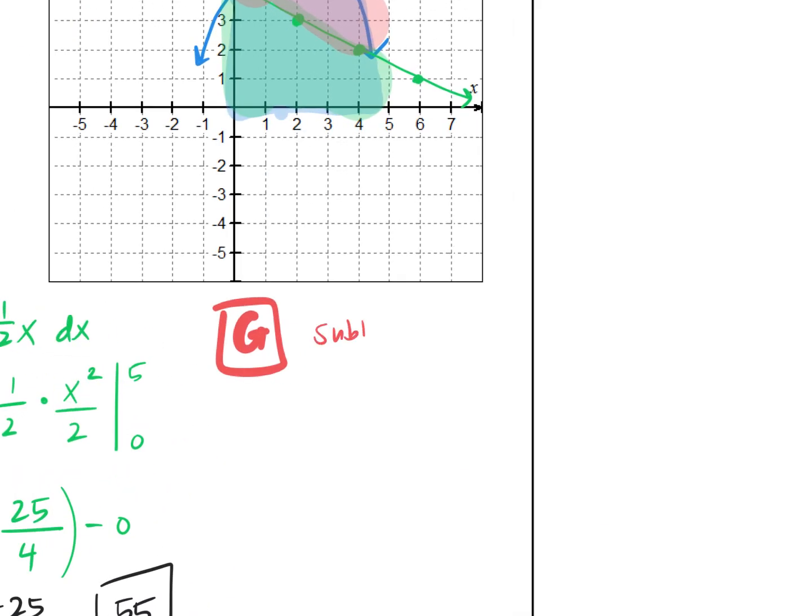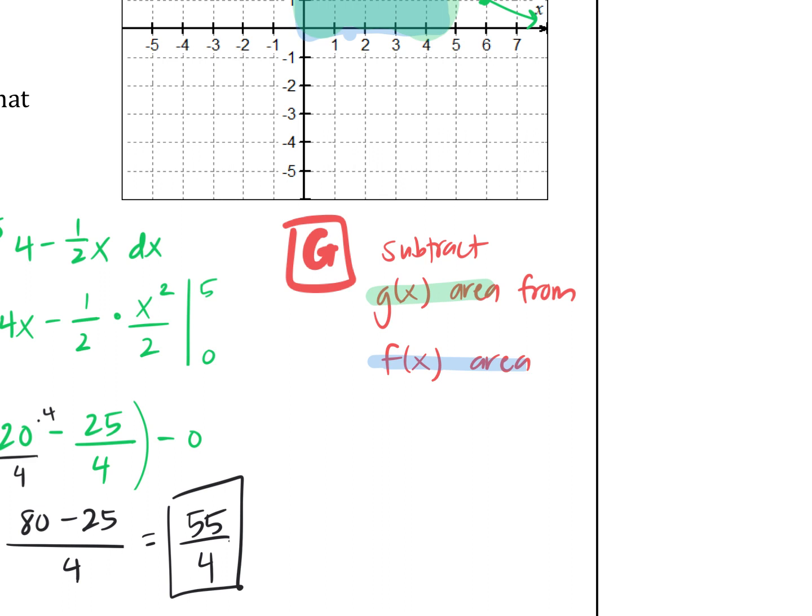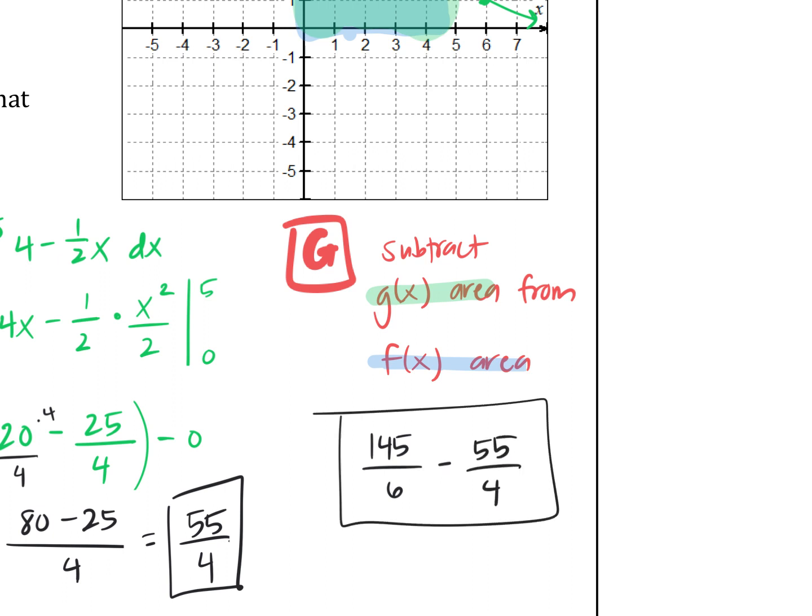So part G, we would subtract my g of x area from my f of x area. Or think that's my green area, and this is my blue area that I had. Technically, that would look like, let's see, 145 over 6 minus 55 over 4. We could simplify that. We could make it common denominators, but we're just going to leave it like that for our answer right now, okay?